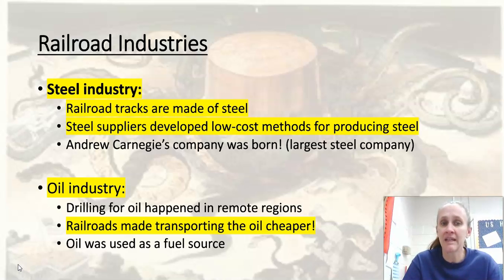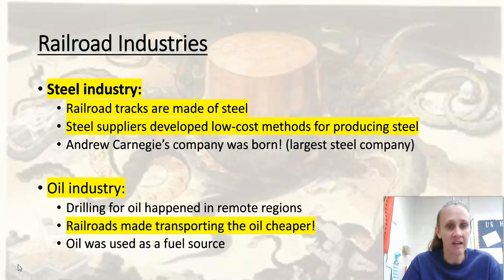So if railroad is expanding and you're laying down more track and you're building more cars, you need more steel. So not only do you need more steel, you need a more effective or efficient way to process the steel. So, one, railroad tracks are made out of steel, so you need more steel just to lay the tracks. Steel suppliers are going to develop low-cost methods for producing the steel itself, so that they can produce more of it faster and they don't decrease the integrity of the product, so that the steel is still good and solid for them to use.